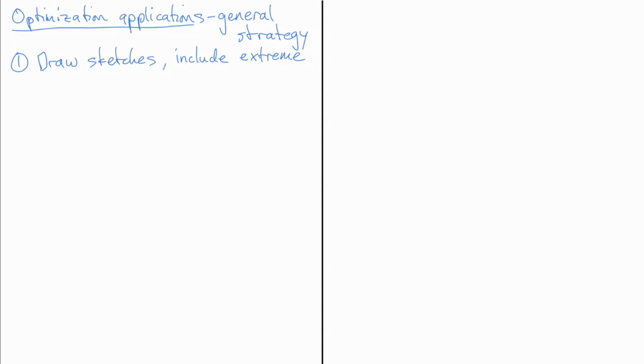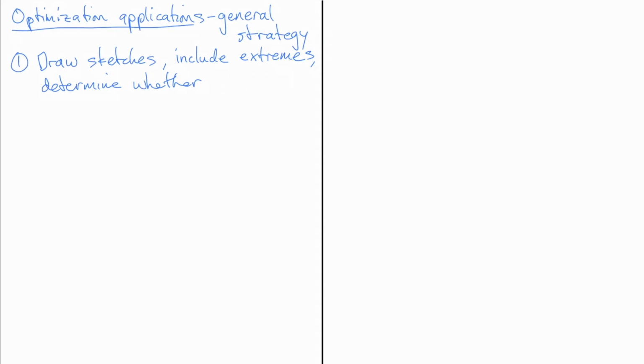So what element of the description is going to be your x, for example? So you include extremes, and then try and determine what you anticipate. Let's see, I should use the word extreme carefully here.